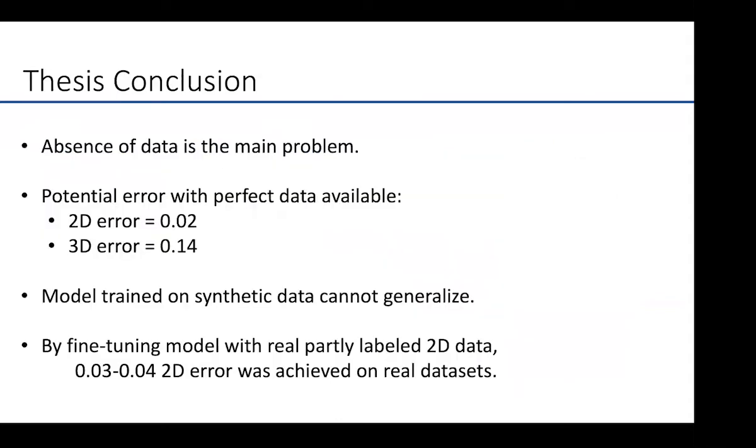And here is the conclusion from my thesis, but not the conclusion for my talk. The absence of data is the main problem, because as you've seen, I trained a model which was very simple. It is just a simple UNet with a ResNet encoder, and the model was able to predict almost perfectly on the synthetic data when it was trained on synthetic data. But a model trained on synthetic data cannot generalize well. There is still a large domain gap between synthetic and real data.